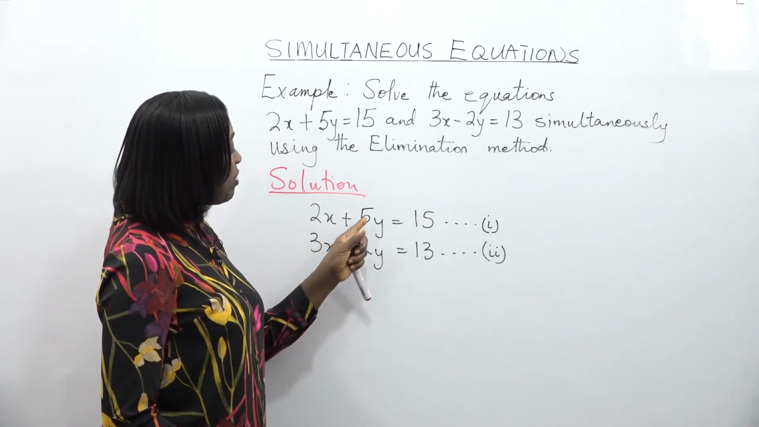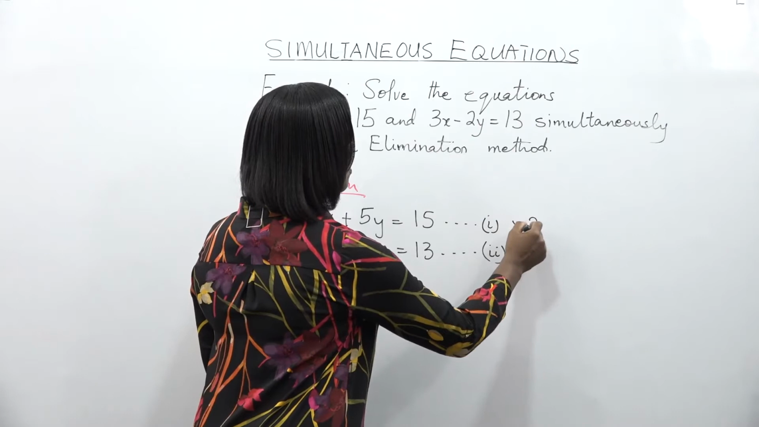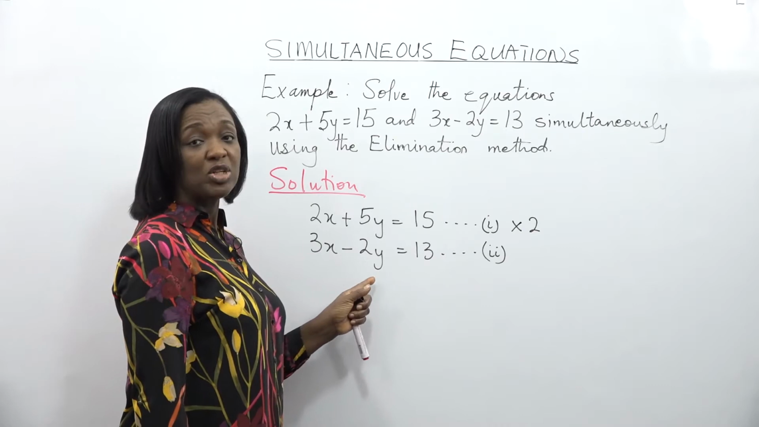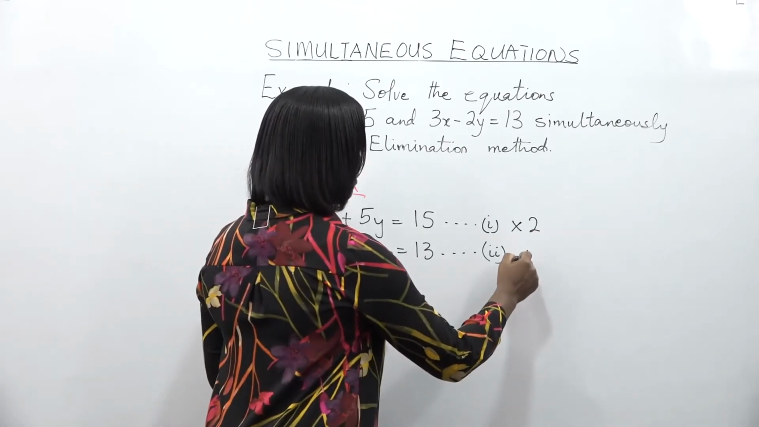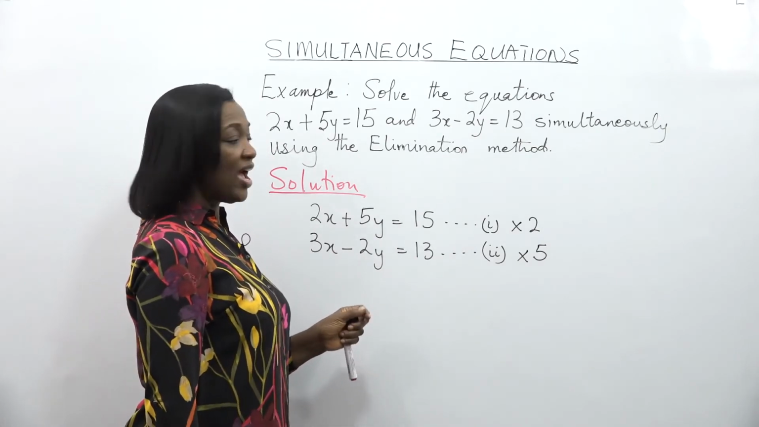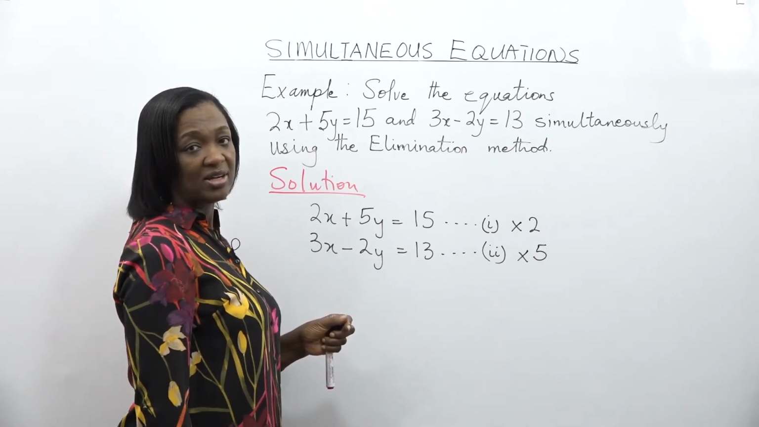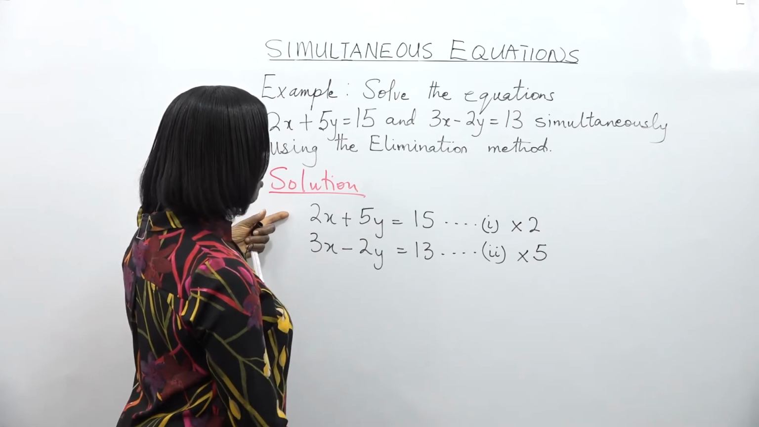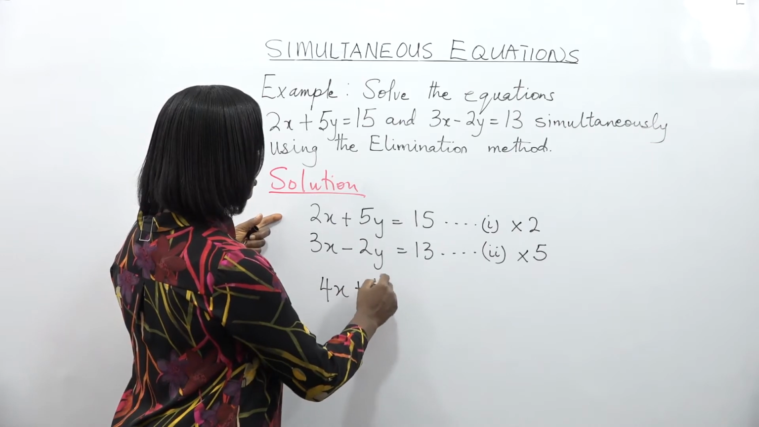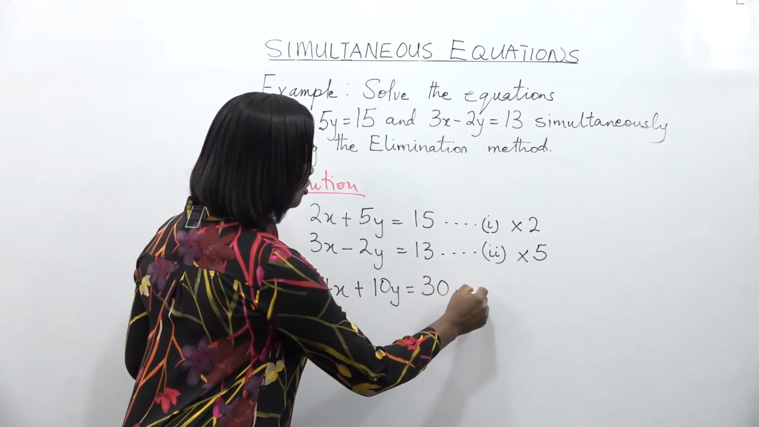So to make both of them have the same coefficient, I'll multiply equation 1 by 2 so that the coefficient of y becomes 10y. Then I'll multiply equation 2 by 5 so that the coefficient of y will also be 10. And in this case, one is positive and the other will be negative, so I can simply add. So equation 1 times 2 becomes 4x plus 10y is equal to 30. We can call this equation 3.